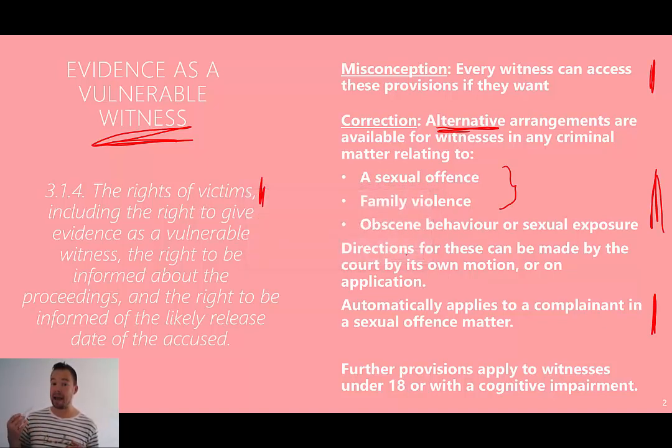But any other matter, like family violence, you have to ask for it. Any other matter, these arrangements aren't available to you. So there's a bit more nuance than just saying, yep, victim, I get to give evidence through CCTV. One that might come up, for example, is if you're the victim in an assault matter. Unless it's family violence related, you wouldn't have access to these alternative arrangements, unless there are further provisions that apply to people under the age of 18 or with a cognitive impairment. So it's really important to understand that as a victim, you only get alternative arrangements in the specific circumstances that are listed there.